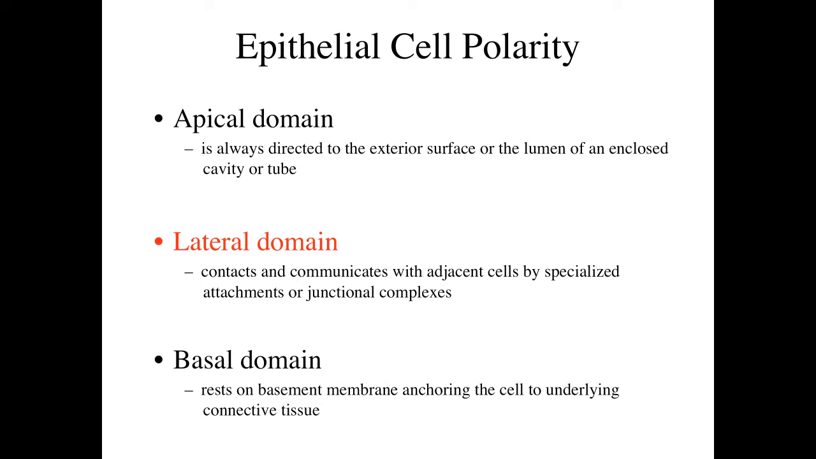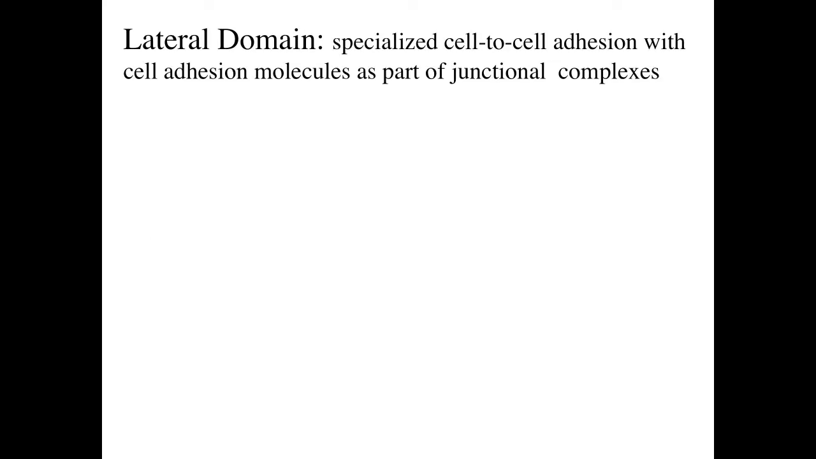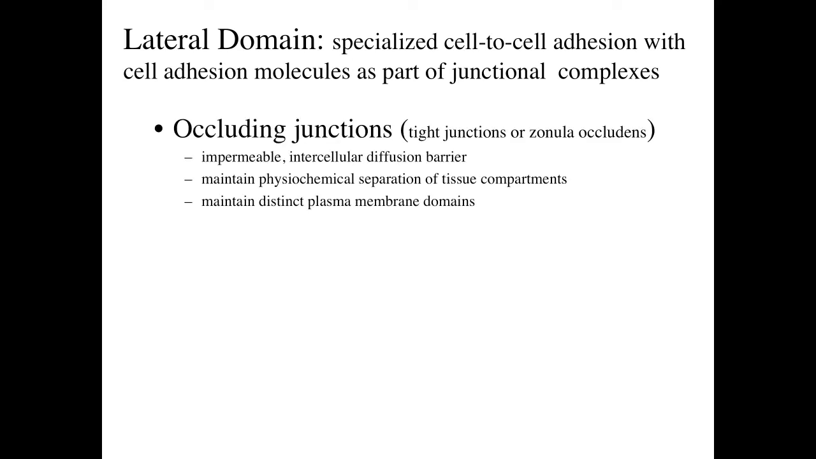And basically here we're looking at structures on epithelial cells that allow contact and communication between adjacent cells, and this usually occurs with specialized attachments or junctional complexes. Now, the lateral domain in epithelial cells is specialized for cell-to-cell adhesion with cell adhesion molecules that actually form parts of junctional complexes. And we're going to be looking at several types of junctions.